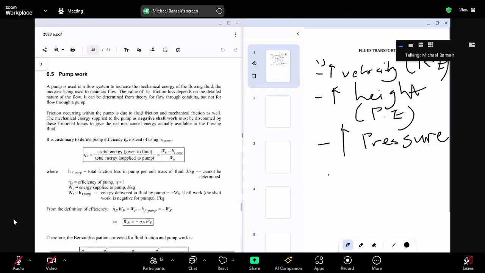Now, let's go to the efficiency of a pump. How the pump works is such that a fluid flows in, then the pump increases its mechanical energy, then it flows out.